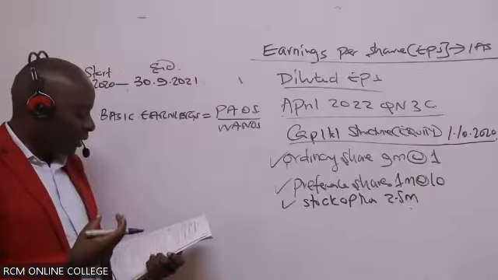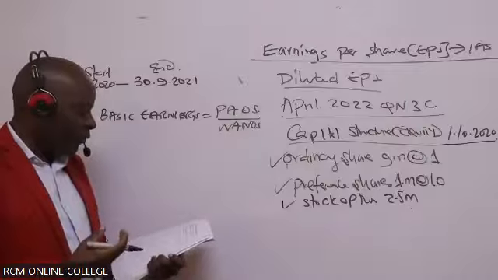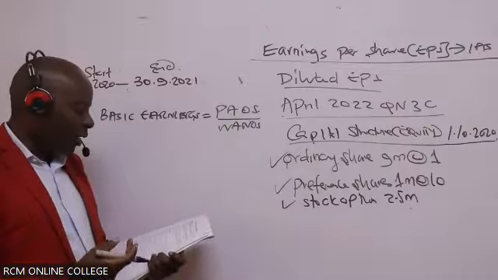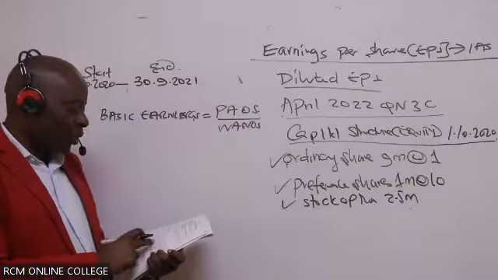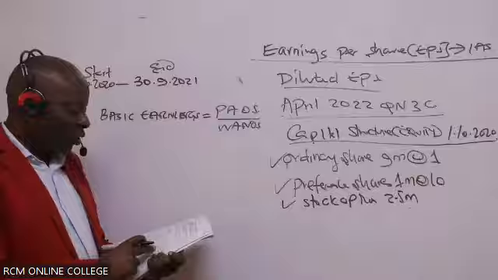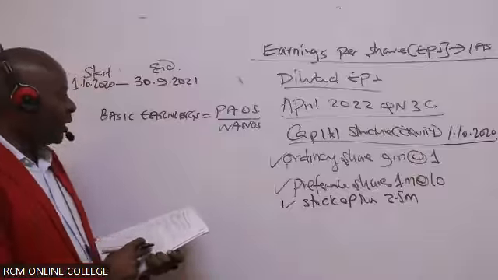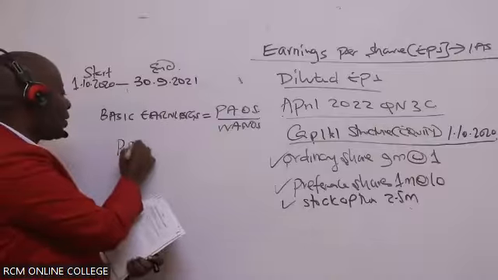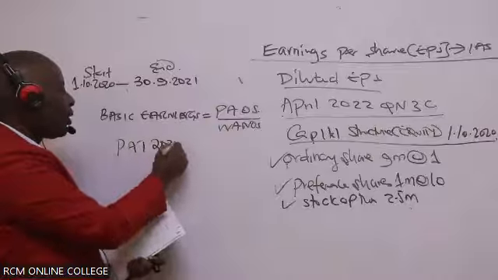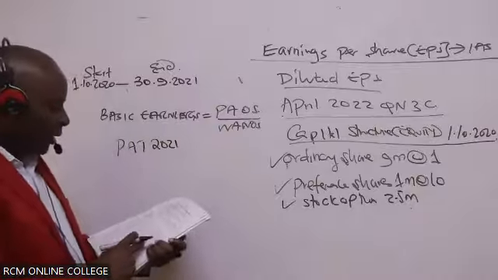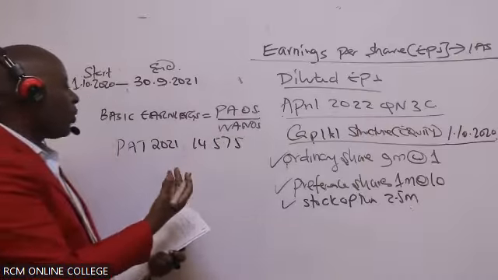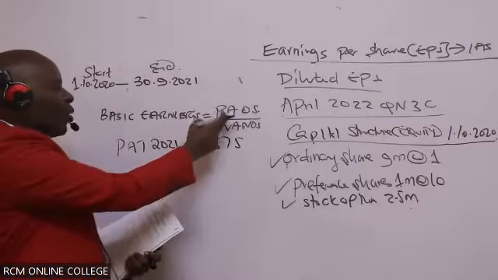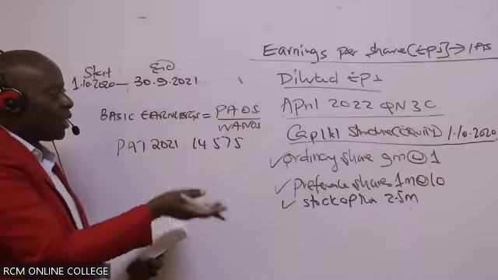Actually, that should have been my third paragraph here. AFR Limited's profit for the year. Profit for the year is the PAT, profit after tax, to 30th September 2021 from continuing operations. In this case they have given us profit after tax for 2021, ladies and gentlemen, which is 14,575. We ask ourselves, we want to get profit attributable to ordinary shareholders.